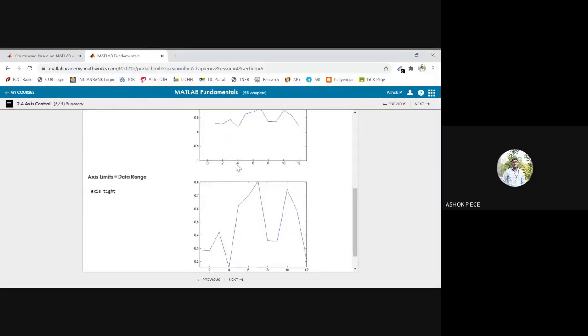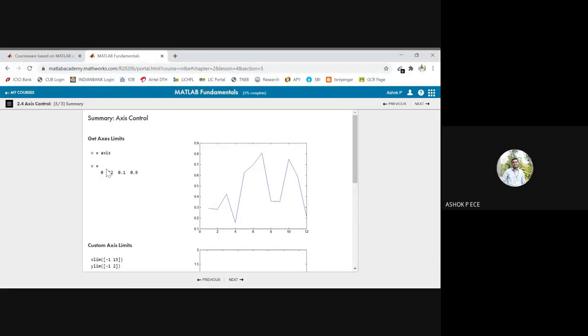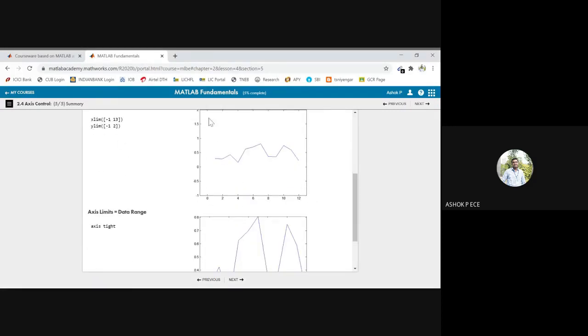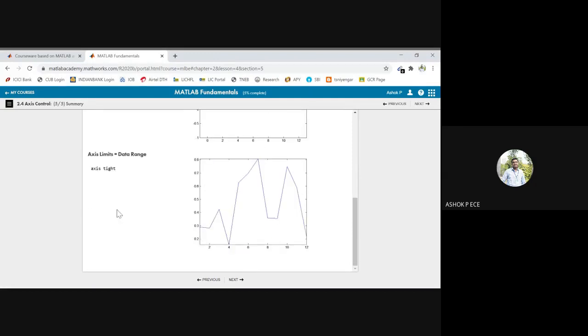So here we have seen the summary. You can get the axis limits of x and y. You can customize your x and y axis, and by using tight, you can distribute your axis. That is possible in MATLAB.